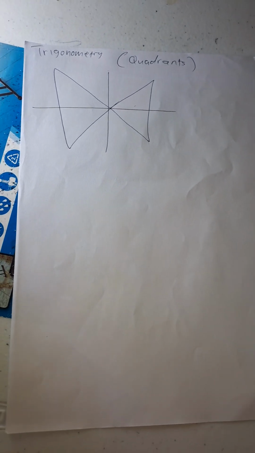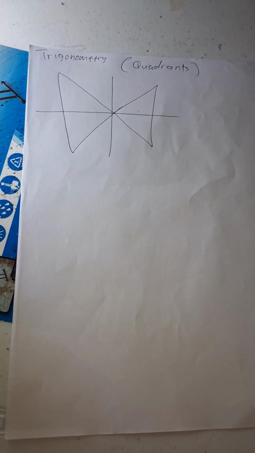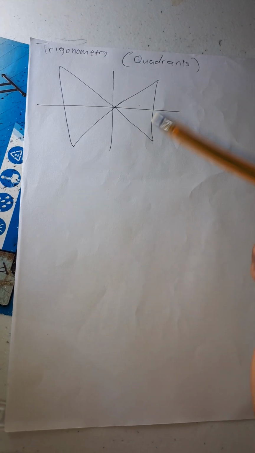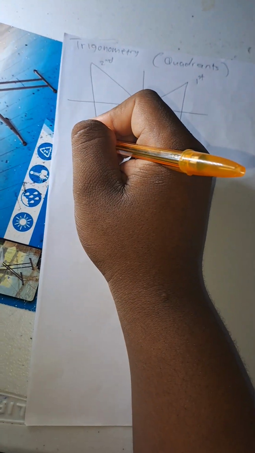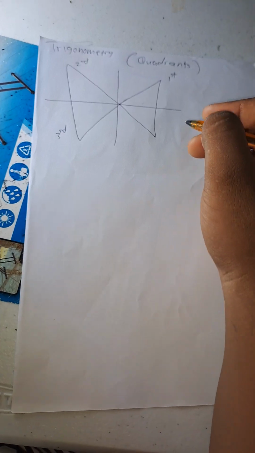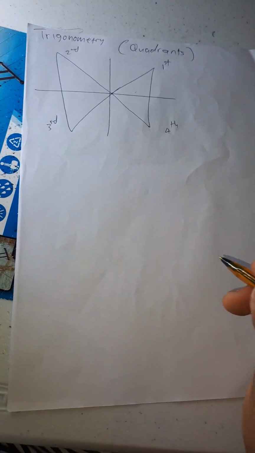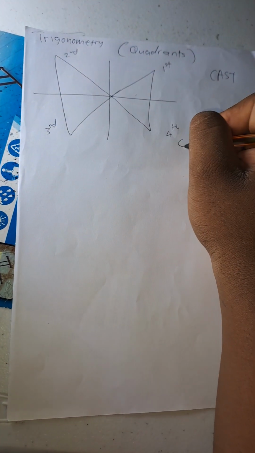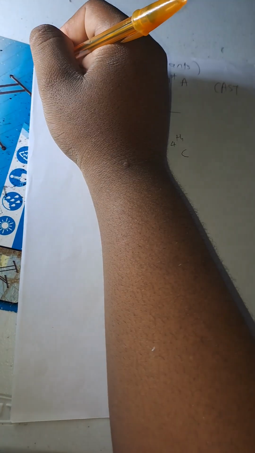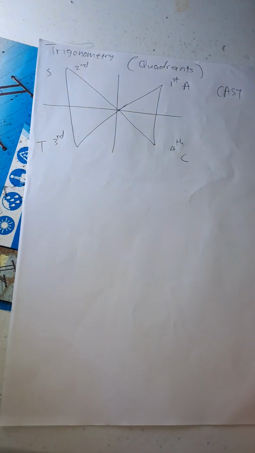Hey guys, again we're gonna do quadrants. We have the first quadrant, the second quadrant, the third quadrant, and the fourth quadrant. So this thing on its own is called the CAST diagram, whereby this is C, this is A, this is S, this is T.